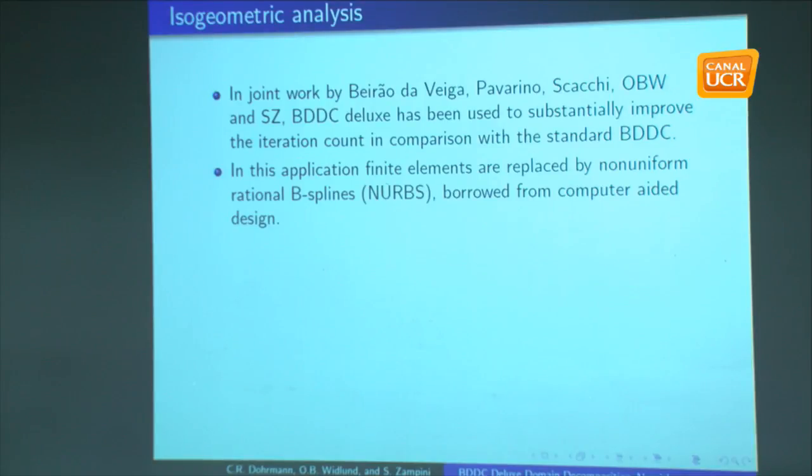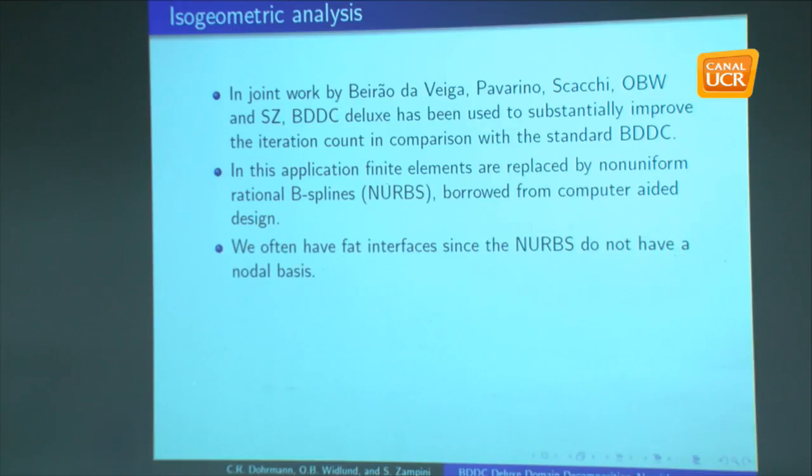The resulting stiffness matrices are extremely ill-conditioned, especially when you increase the degree of these B-splines. So that, of course, is very attractive to somebody like us. And one difference from finite elements is that you have fat interfaces. There are more than one line of nodes. These NURBS functions are not nodal. So you have fat interfaces.